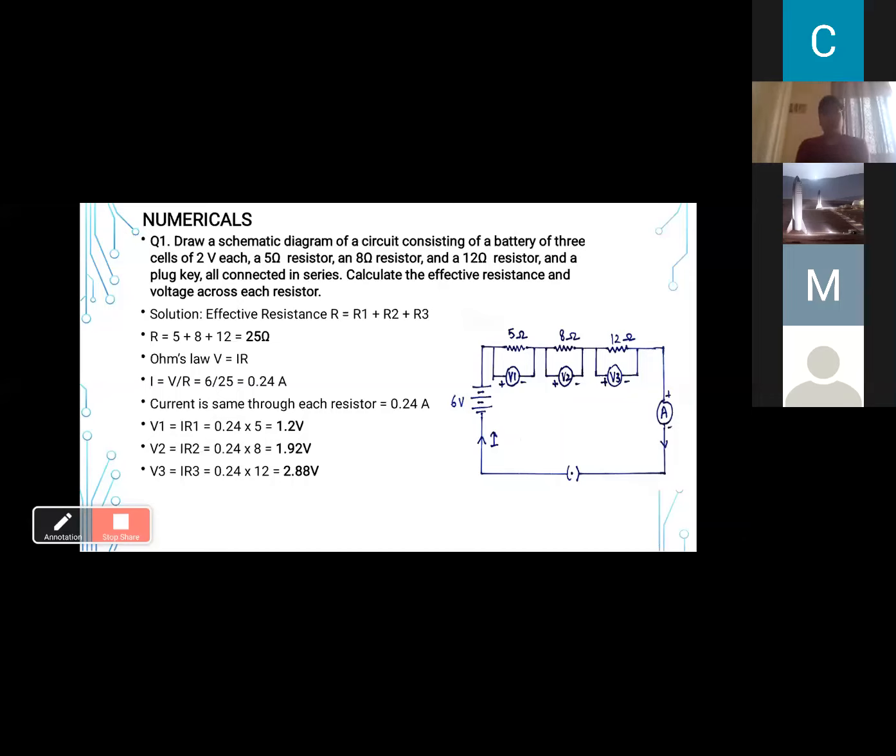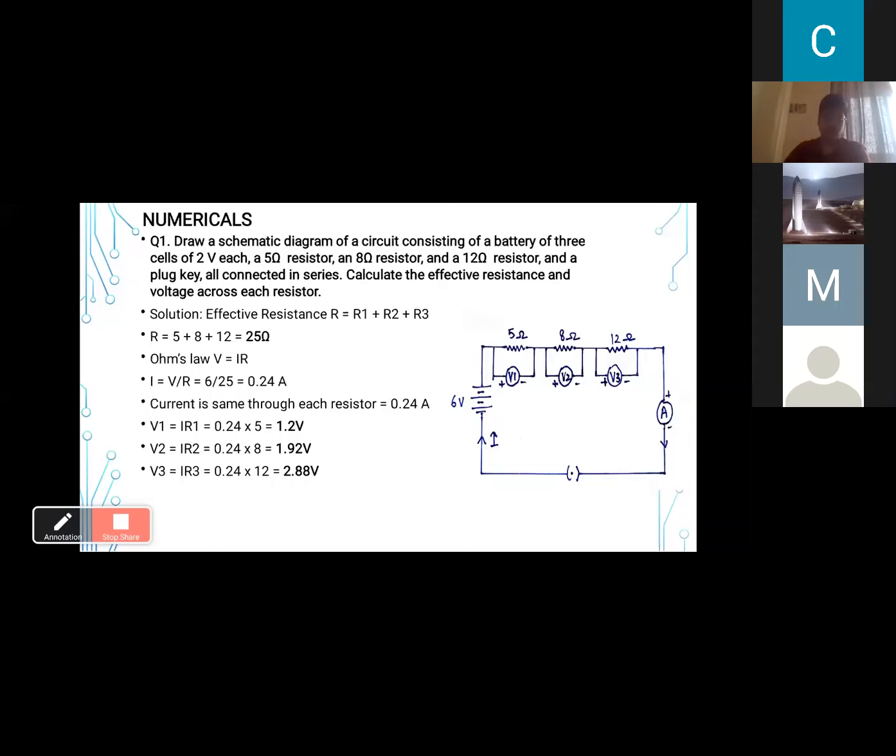I see. That's why the energy loss is less if we connect the voltmeter in parallel. Okay, getting it? Because more of the current of the circuit is passing through the resistor, the component I'm connecting, not through the device. Clear? Yeah. So here effective resistance we have calculated 25 ohm.